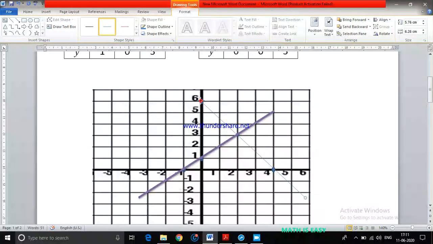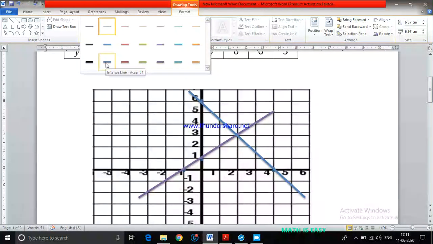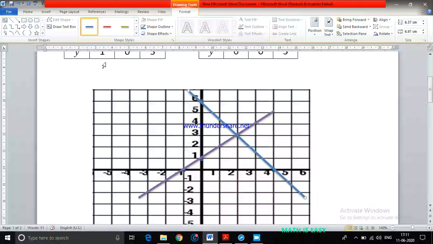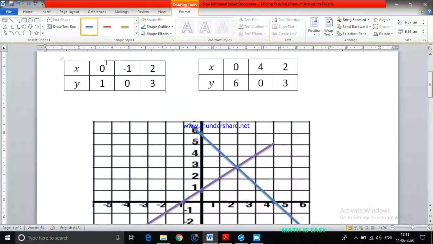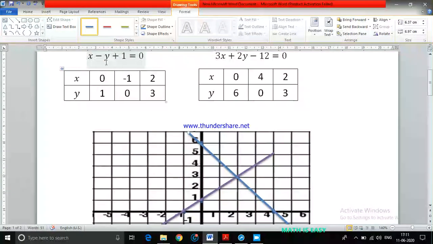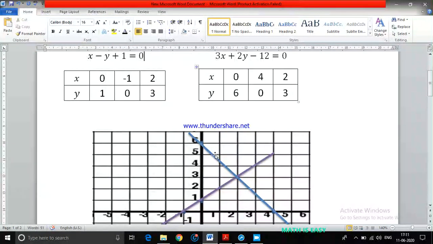Okay. So if you want, you can extend this straight line here also. And if you want to make it thick, yeah. So we got both the straight lines. We represented whatever the two lines are given. This violet color line represents the first equation, x minus y plus 1 equals 0. And this blue color line represents the second equation, 3x plus 2y minus 12 equals 0.